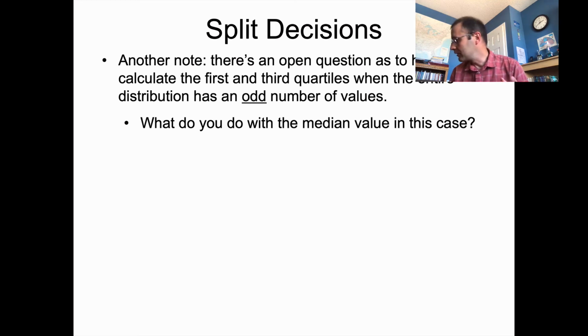So I will also note another thing, which is that there's an open question as to how to calculate the first and third quartiles when the entire distribution has an odd number of values. So the examples we've been playing around with have had 12 different items in each sample, right? So what do you do when you don't have 12 or some even number, but rather have an odd number of values, like say 13?